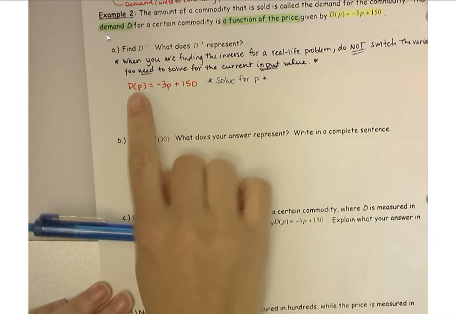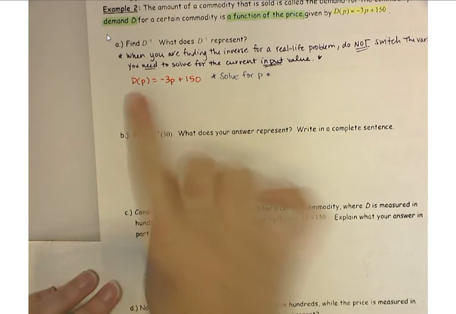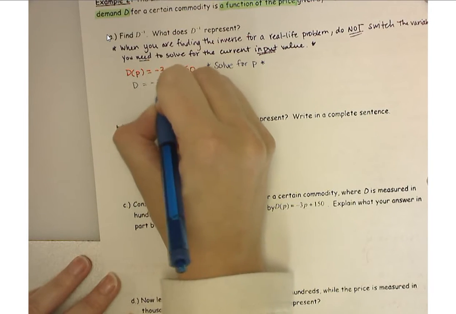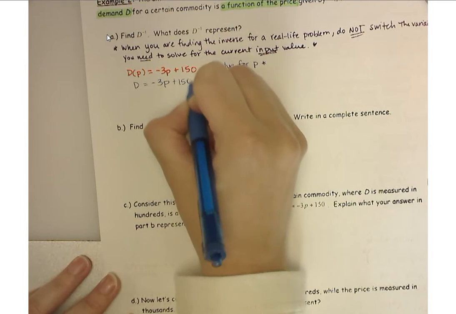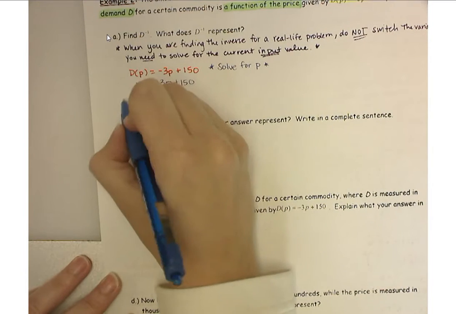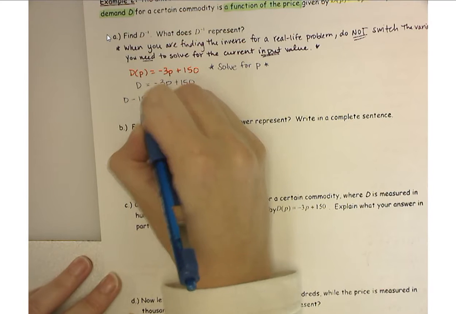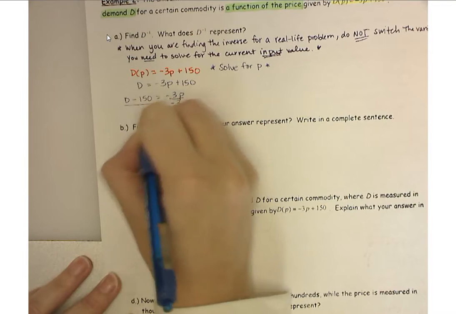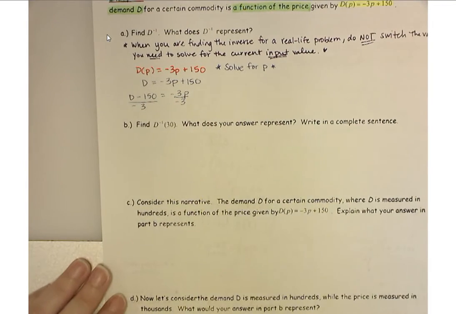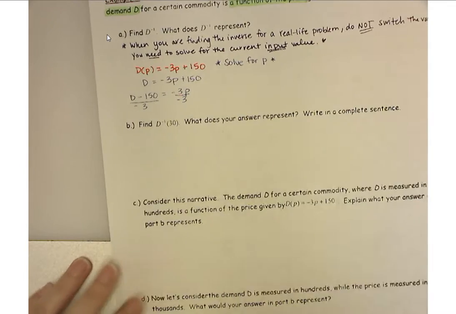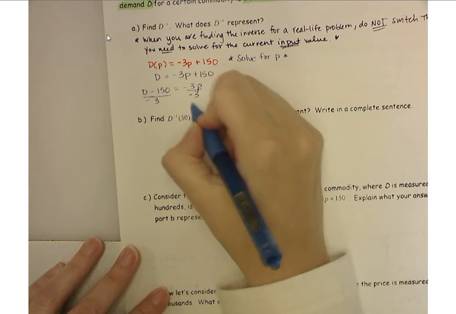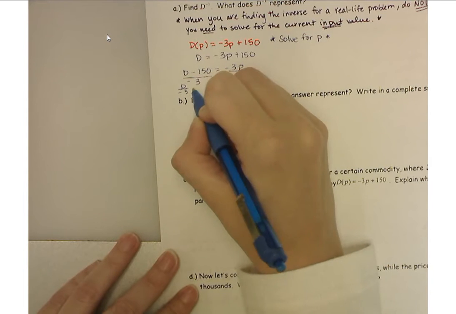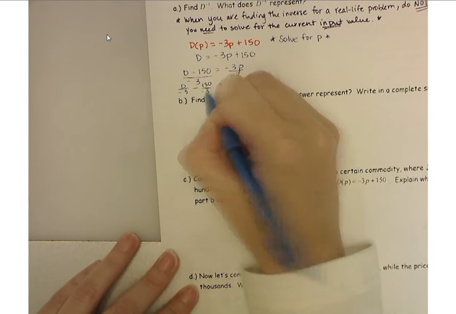If you have this written as a function, you can write it as D equals negative 3P plus 150. To get P by itself, I'm going to subtract 150 from both sides, then divide by negative 3. Again, this is a linear function, so I am going to do D divided by negative 3 minus 150 divided by negative 3.